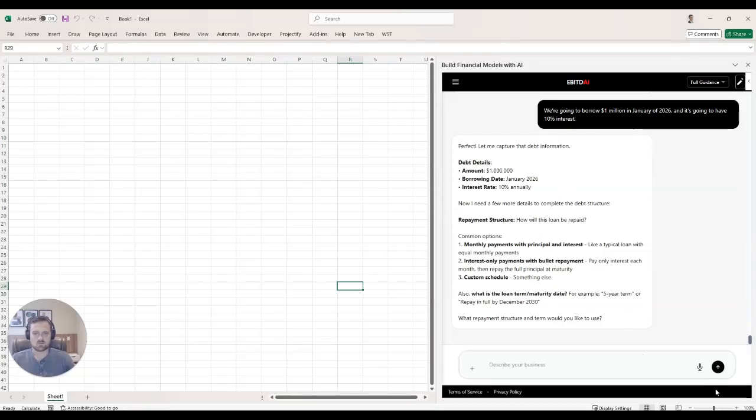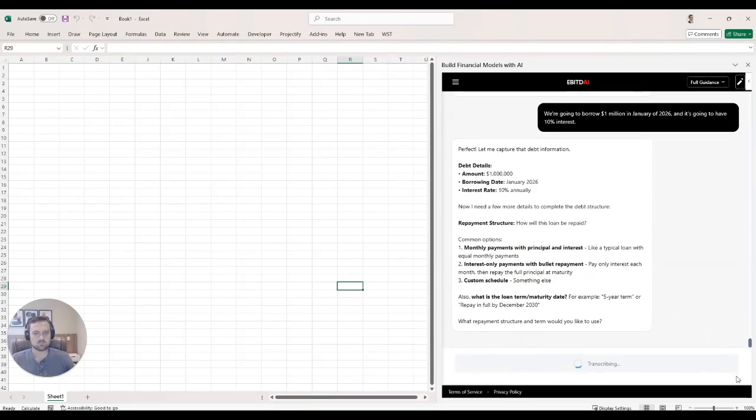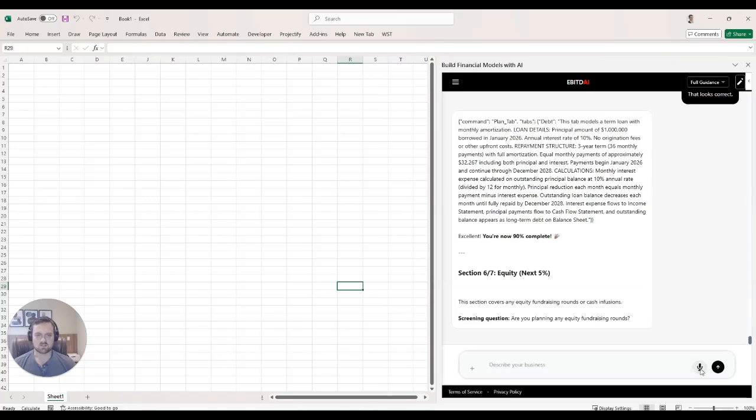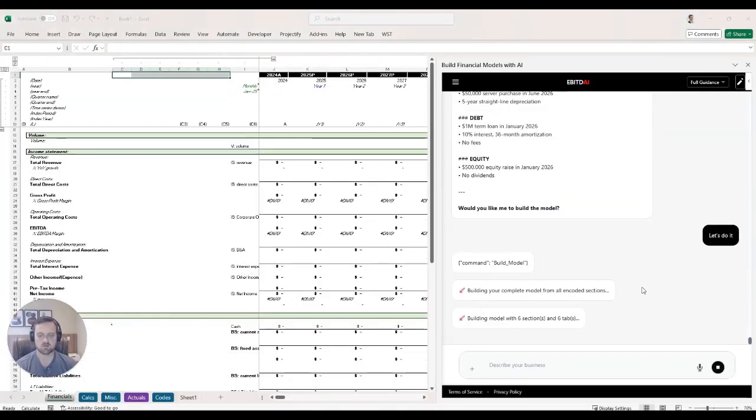It's giving us some different options. Let's go with amortization, so monthly payments of principal and interest. The term, let's say it is 3 years. Is there any equity rounds? Yes, let's say we raised $500,000 of equity on January 2026. It's building the model right now.